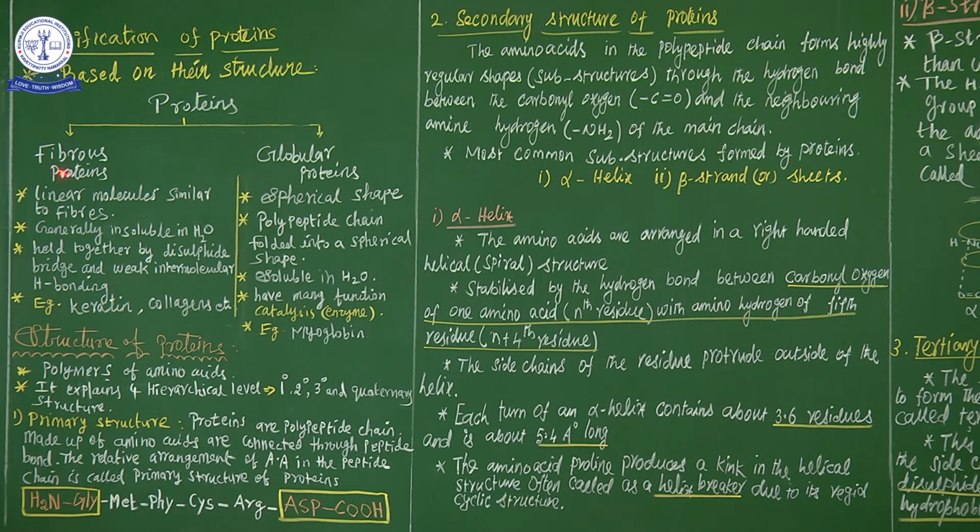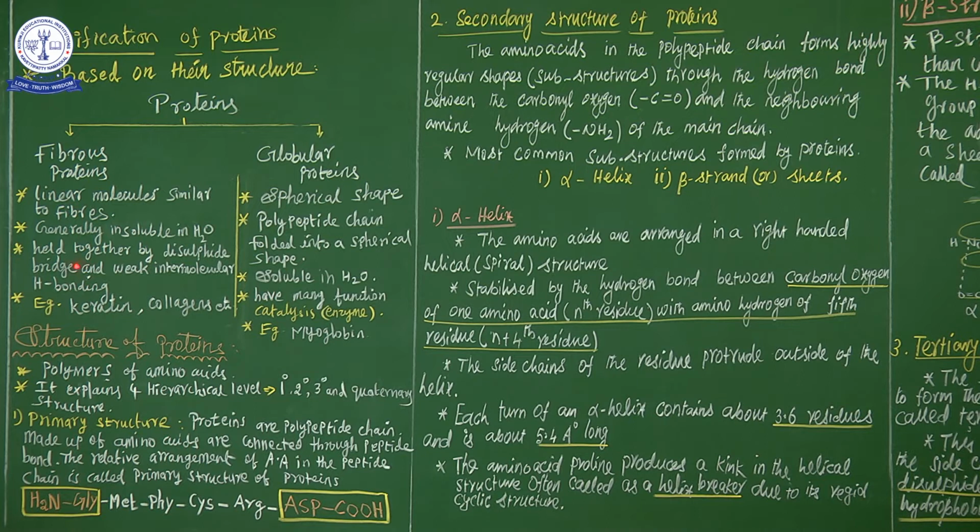So fibrous proteins are present in the linear form. Fibrous protein is in the form of linear molecules, which are similar to fibers. So they are arranged linearly, and similar to fibers. Generally these are insoluble in water.